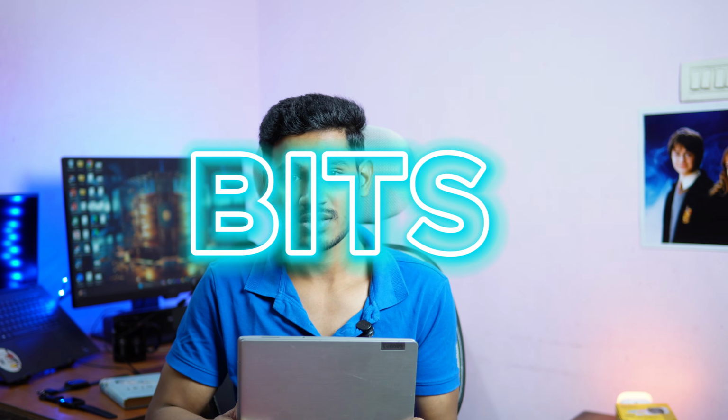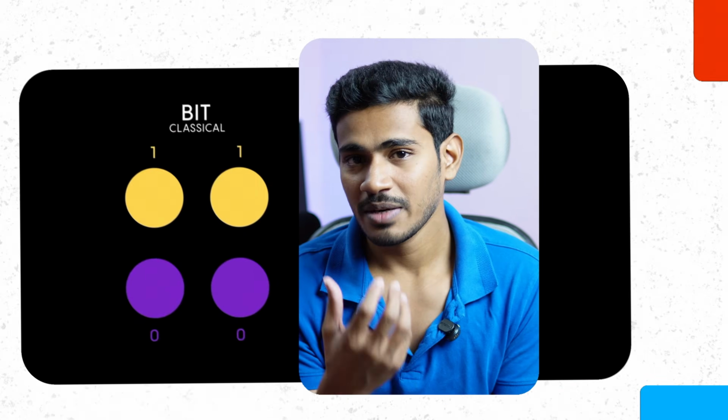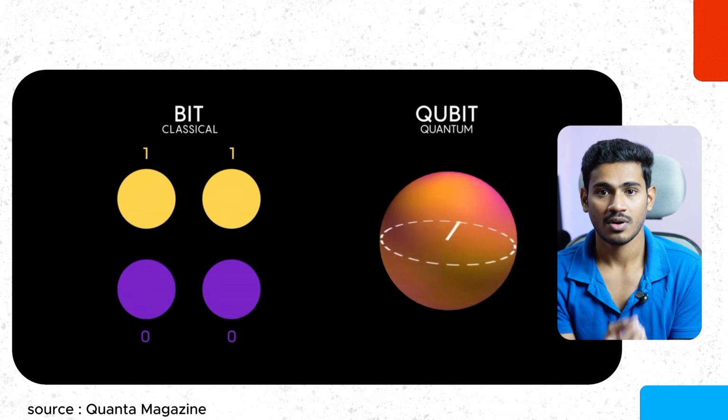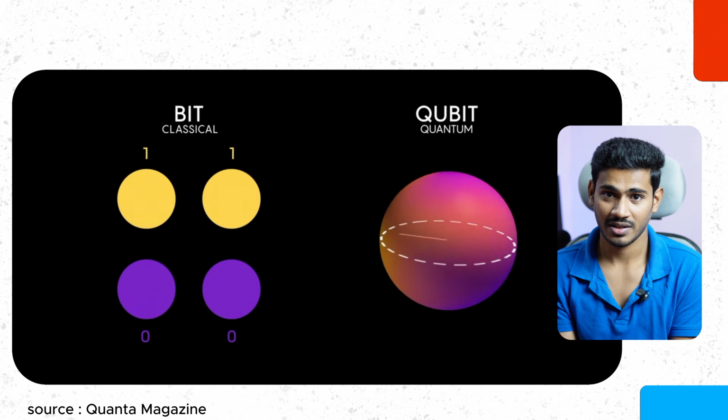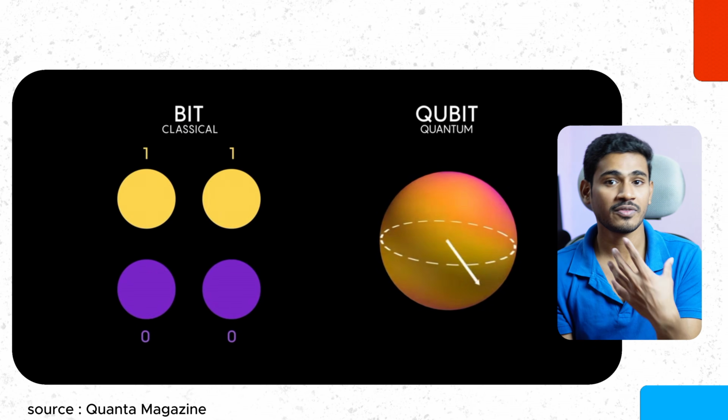Because you see, a normal computer works with bits, whereas a quantum computer works with qubits, short for quantum bits. So bits are not like qubits. But let me explain the difference between a bit and a qubit. You see, a bit can store a value of 0 or a 1. But a qubit can store either a 0, or a 1, or somewhere between 0 and 1.